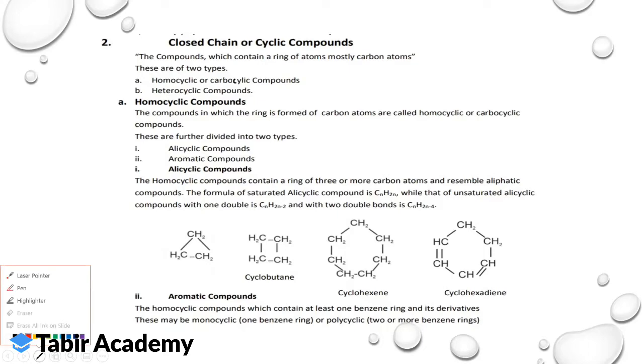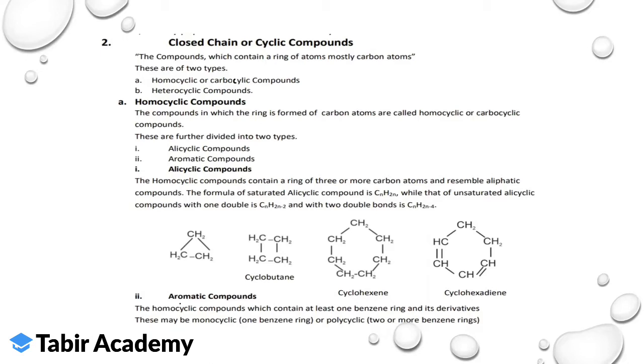which contain at least one benzene ring, जैसे कि I just talked about this here कि जो aromatic compounds होते हैं उनका benzene ring होता है C6H6, that is the basic formula of benzene, और उसके derivatives जो होते हैं वो भी aromatic compounds होते हैं, means they have an aroma, उनसे खुशबू आती है, so we call them aromatic compounds.